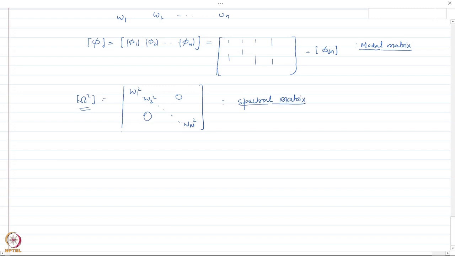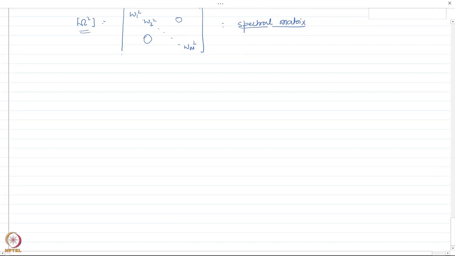Now let us get back to our eigenvalue equation, which was k times phi n is equal to omega n square times m times phi n. This is the eigenvalue equation for the nth mode. We can combine all the modes together. Remember, this is for the nth mode. For an n degree of freedom system, I would have n such separate equations. We can combine all those equations in a single equation.